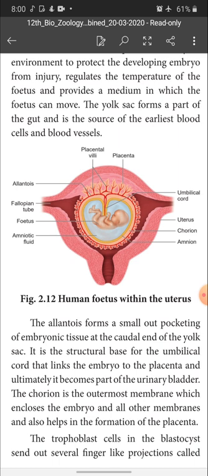It is the structural base for the umbilical cord that links the embryo to the placenta, and ultimately it becomes a part of the urinary bladder. What will it do?